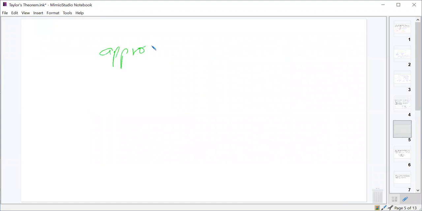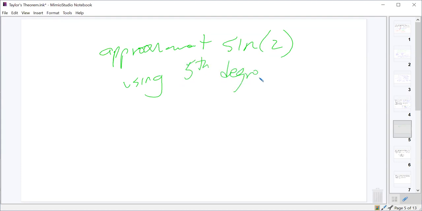approximating, I don't know, sine of 2 using a 5th degree Taylor polynomial. Four wouldn't make a lot of sense for that.